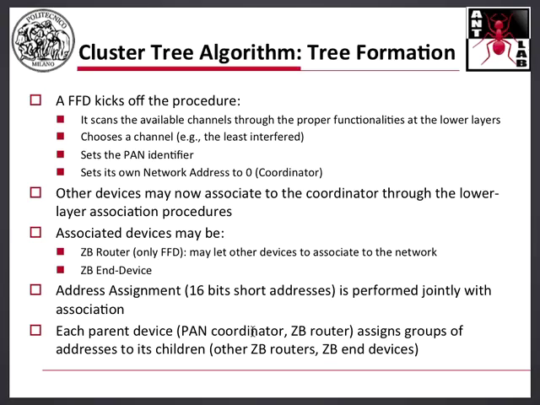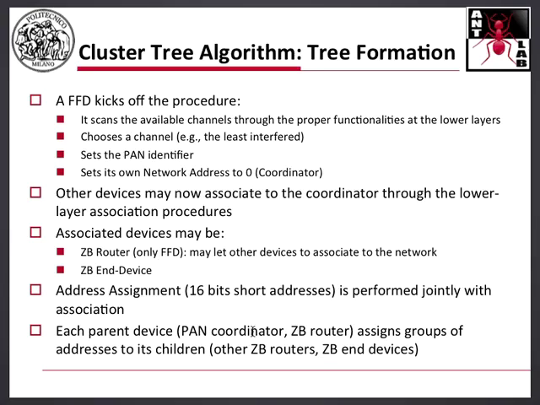Everything starts from a full function device. A node is activated, and this node is a full function device according to the 15.4 classification, which means that it is the most powerful node in our network, or one of the most powerful nodes. To set up a network and create a tree, the full function device first scans all the available channels which can be used for operation, accomplished by resorting to the lower layer functionalities we have seen in 15.4, the scanning functionalities.